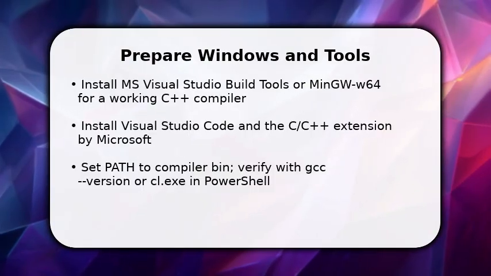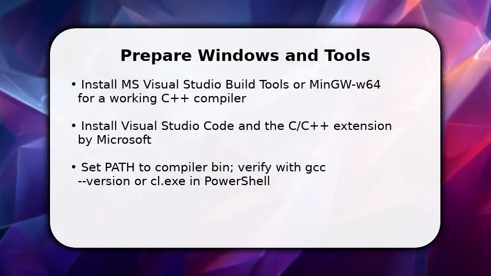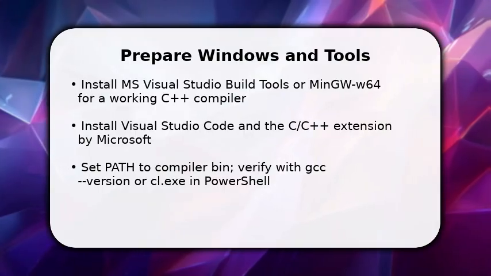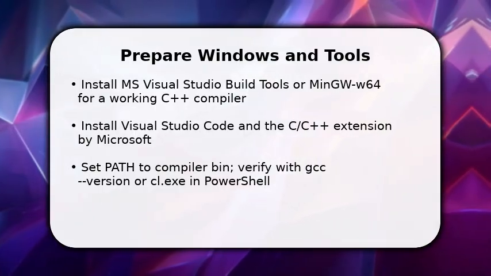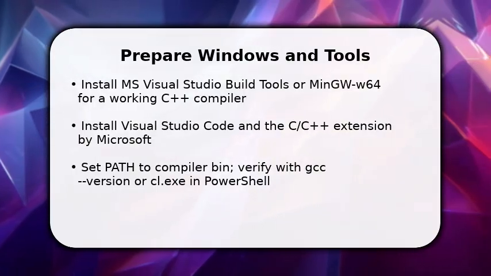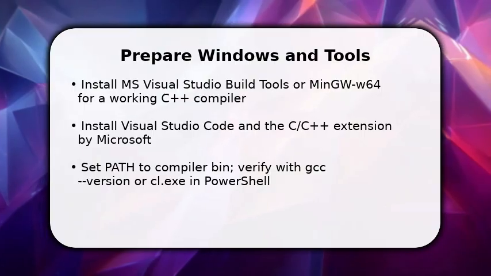You start by installing a C++ compiler and VS Code so you can compile and edit. Choose MSBuild Tools for cl.exe or MinGW-w64 for GCC. Install and add its bin folder to PATH so commands run from PowerShell.